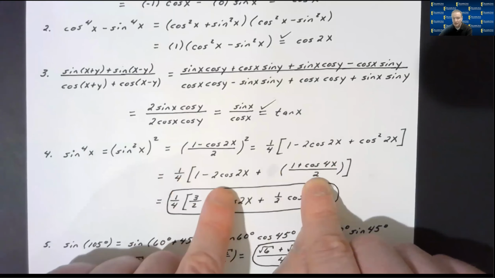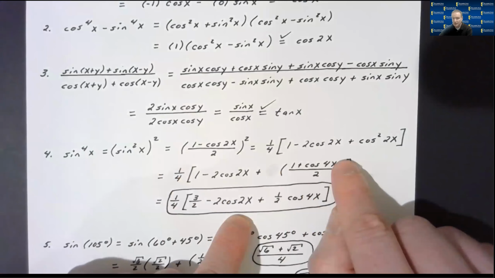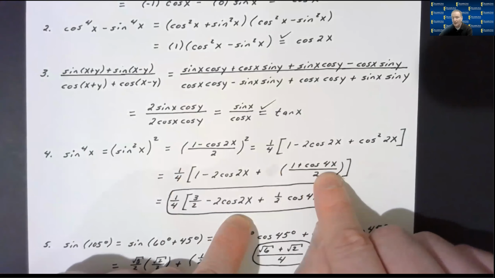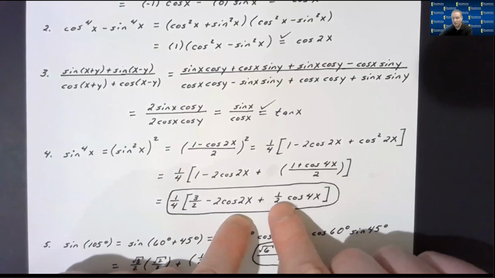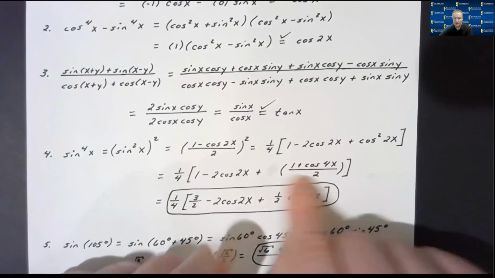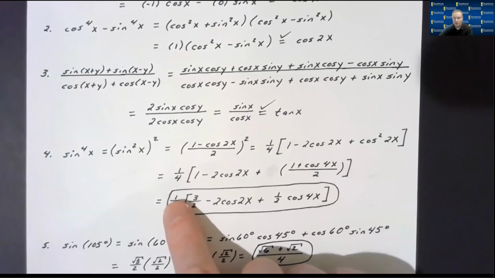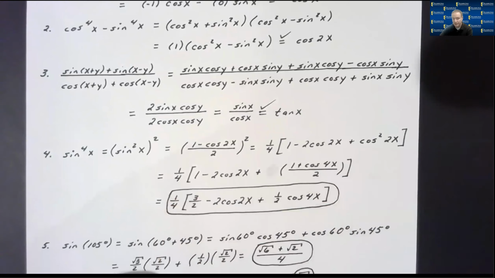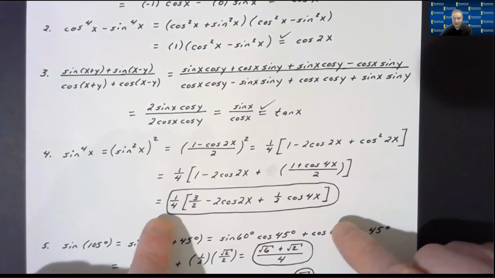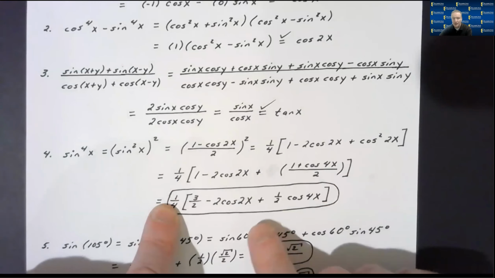Then I'll have minus 2 cosine of 2x, and then my last term is going to be the cosine of 4x divided by 2. I preferred to write that as plus 1/2 cosine 4x. Final answer. You could have distributed in the 1/4, but there's no reason to do that. It's kind of better to leave it factored out.